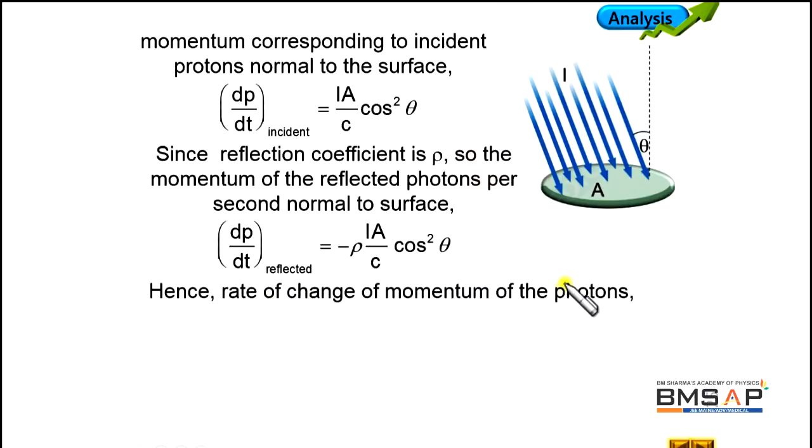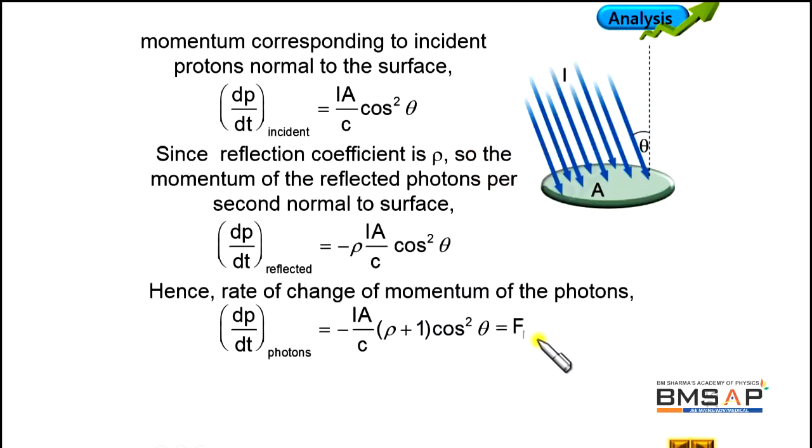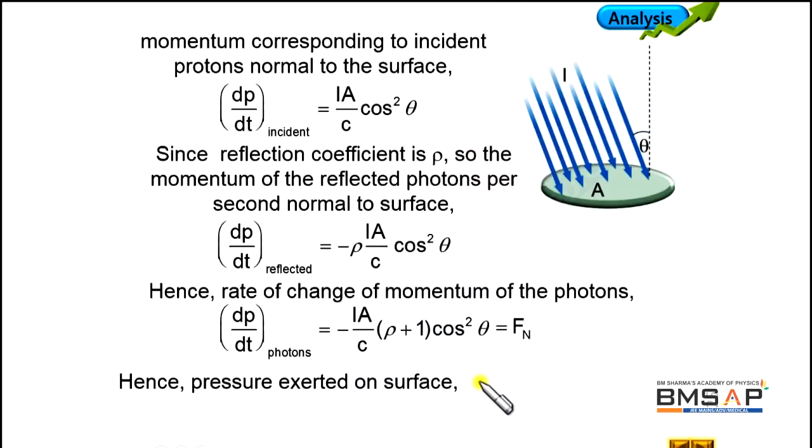This is the rate of change of the linear momentum of the photon, and this is nothing but the force exerted by radiation on the surface. So, this is having the magnitude Fn, we will take the magnitude. This is the normal force, and for calculating the pressure, pressure equals force divided by area. So, the magnitude of this divided by capital A will give the force exerted on the surface.